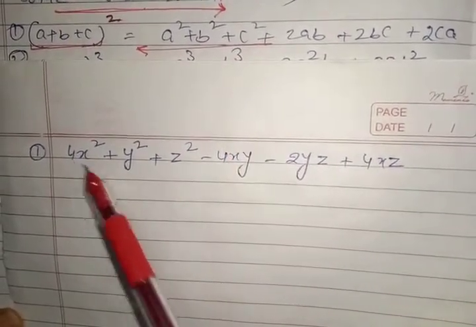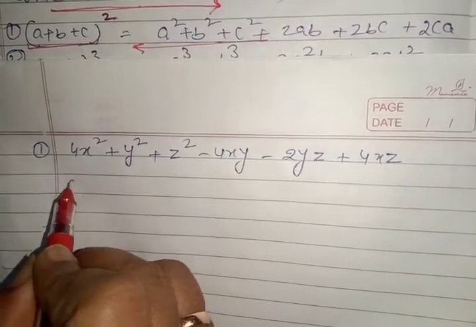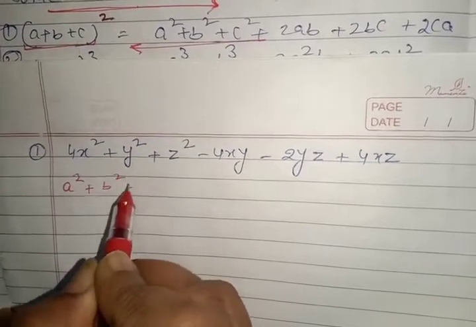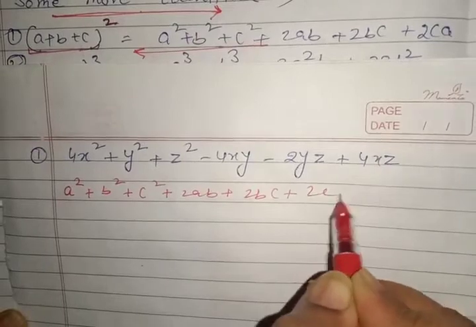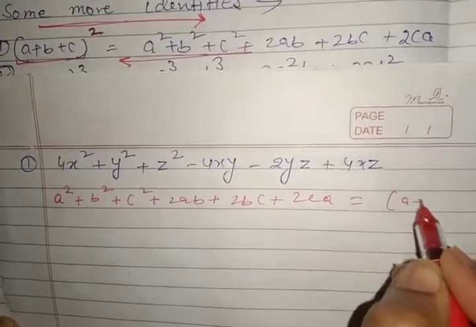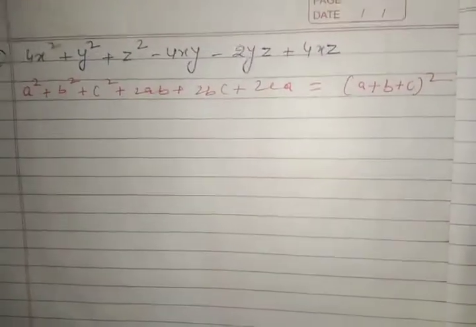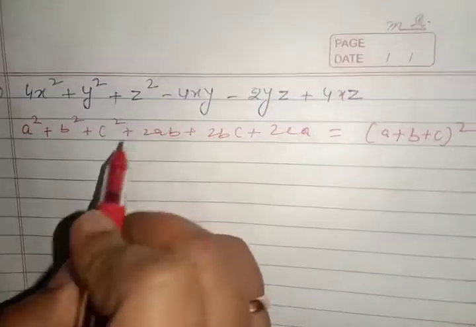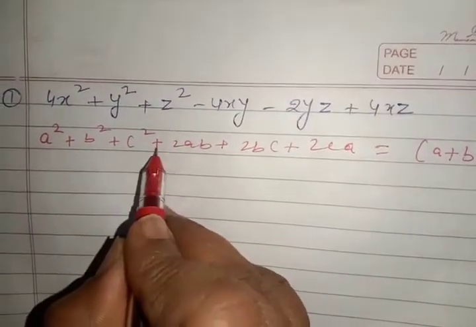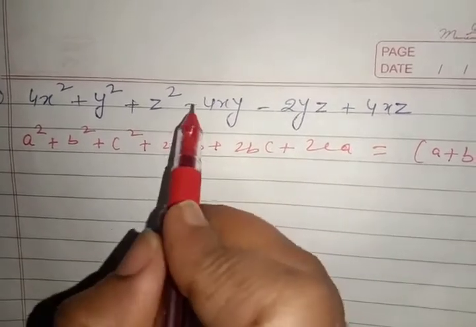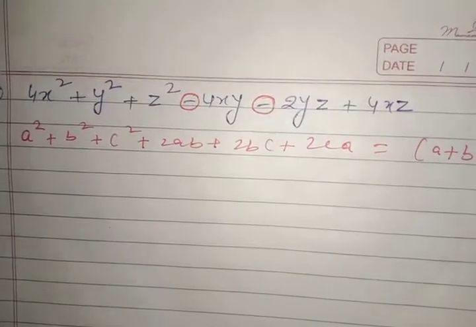It means this question we will factorize with the help of which identity? This identity. We'll write here a² + b² + c² + 2ab + 2bc + 2ca equals (a + b + c) whole square. But now the problem in front of us is that our identity has plus signs everywhere, plus, plus, plus, but in the question here is minus, here is minus. So how can we come to know how to write it?